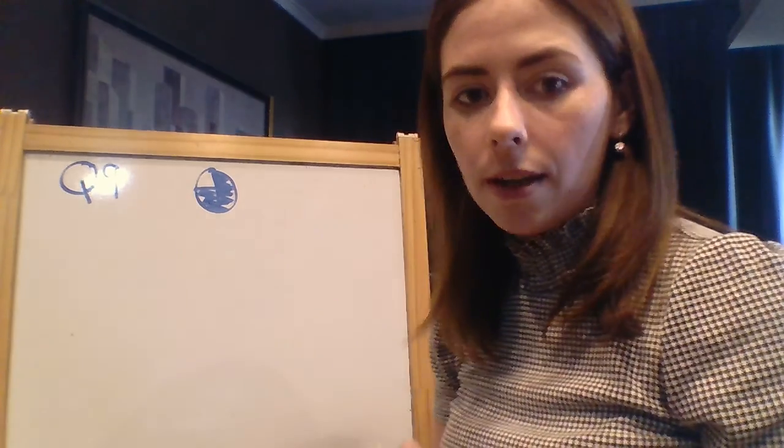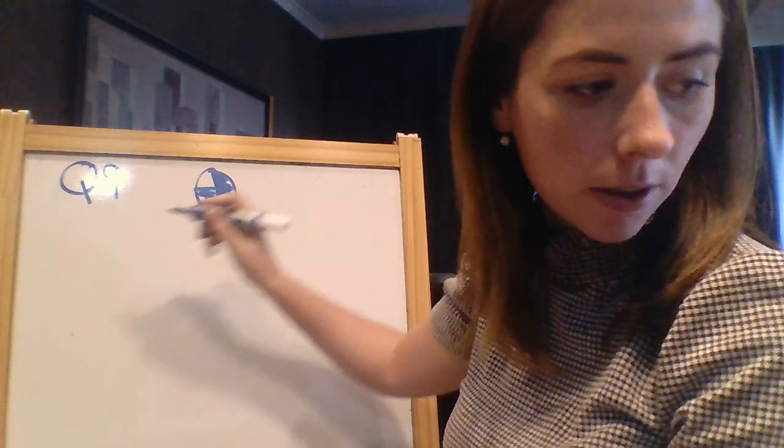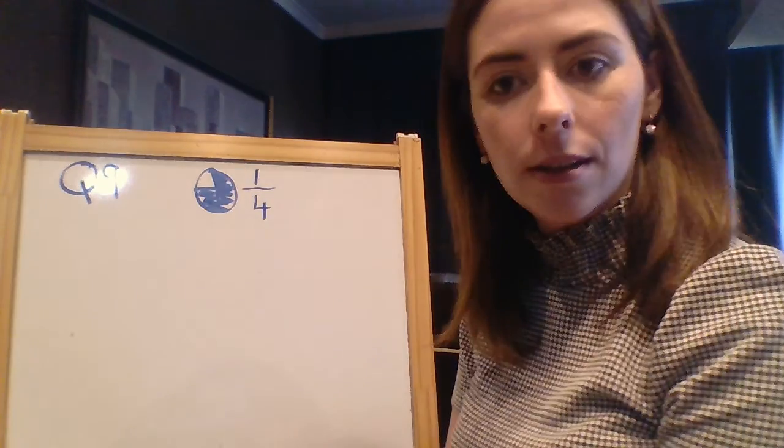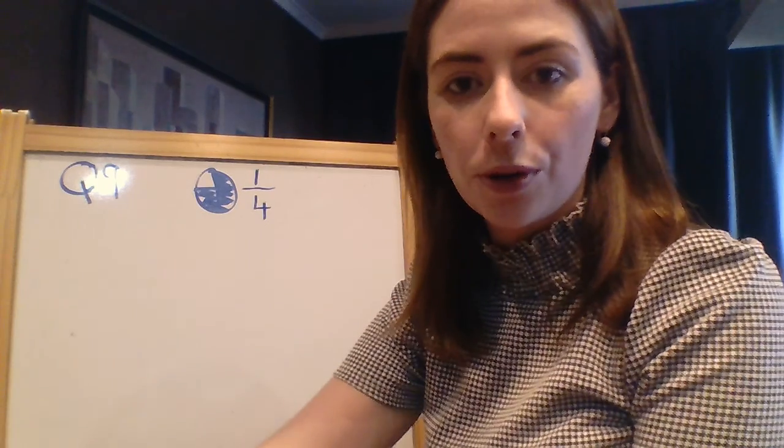And for question 9, it asked us, what's the unshaded fraction? So I know that these 3 are shaded in. So there's 4 parts in total. And I know that one of them is not shaded in. So it's 1 out of 4, or 1/4.